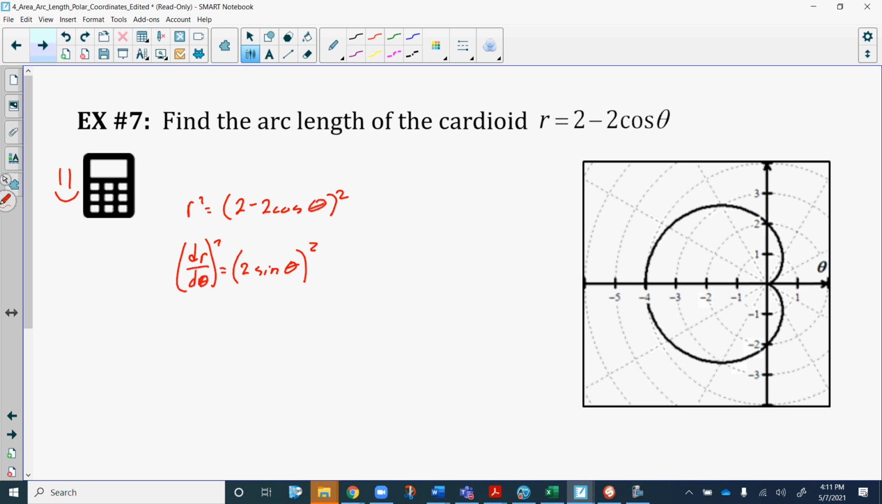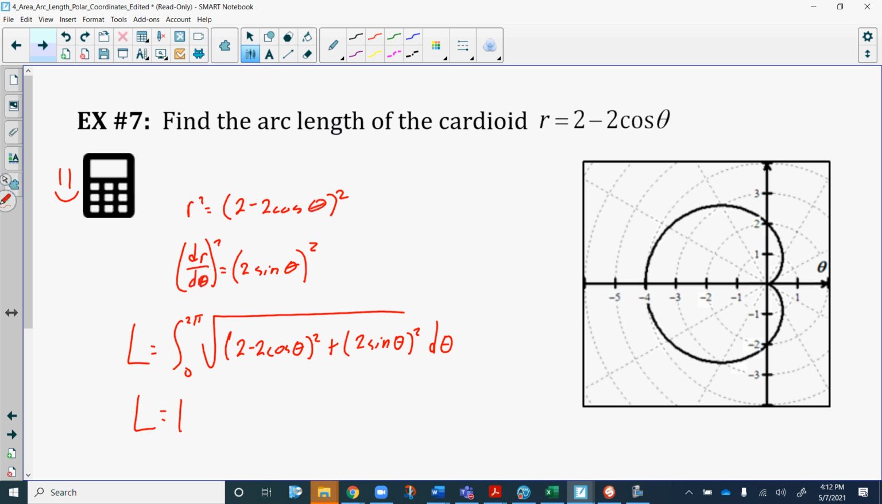And again, it's asking for the length of the entire cardioid. The only way I can have an entire cardioid is to go from 0 to 2 pi. So my interval is going to go from 0 to 2 pi of the square root of r squared, which is 2 minus 2 cosine theta squared, plus dr d theta squared. So I'm going to say 2 sine of theta squared d theta. And if I type that into my calculator, I get a length of 16.